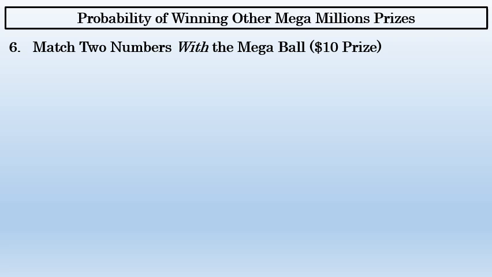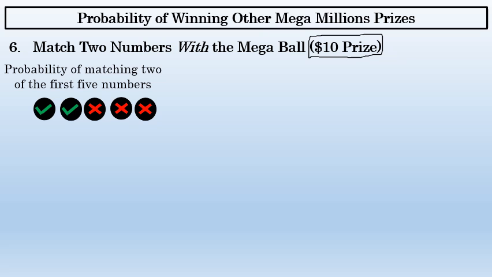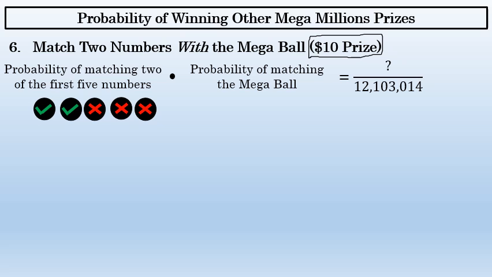Matching 2 numbers with the mega ball would also earn you $10. This probability is found by determining the probability of matching exactly 2 of the first 5 numbers and multiplying that by the 1 in 25 probability of matching the mega ball. Again, we'll have to determine how many ways out of the 12,103,014 ways those first 5 numbers can be drawn result in exactly 2 of the first 5 numbers being matched. How many ways are there that you can match 2 out of 5 out of the 12.1 million possible ways? And that will be multiplied by, again, the 1 in 25 probability of matching the mega ball.